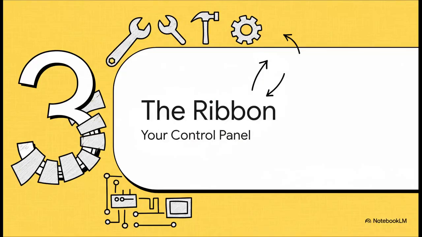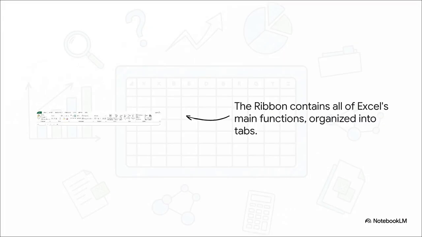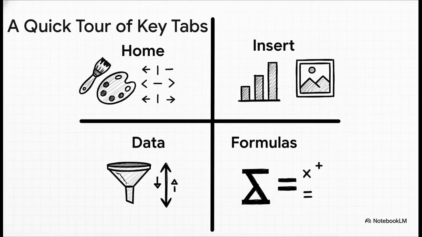Okay, so we get the basic layout, but where are all the buttons and tools? Well, they all live in one main area up top called the ribbon. This whole big bar across the top of your screen, that's the ribbon. Think of it as your control panel. It has basically all the features you'll ever need, all nicely organized into different tabs. Let's do a super quick tour of the big four. The Home tab, that's for making things look pretty, changing fonts, colors, and alignment. The Insert tab is pretty self-explanatory. It's for adding stuff like charts and tables. Then there's the Data tab, which is awesome for sorting and filtering your information. And finally, the Formulas tab. This is where the real magic happens. It's your doorway to Excel's huge library of powerful calculations.